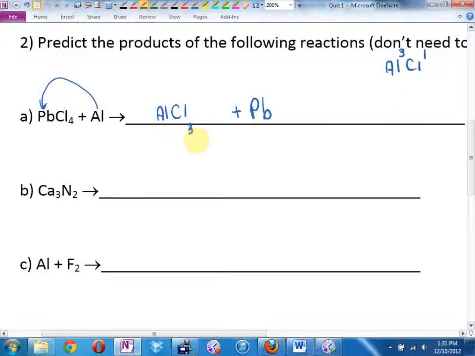Is this balanced? No, because I got 4 chlorines on the left, 3 on the right, but I said in the instructions, you don't need to balance. We'll balance further on down the page.